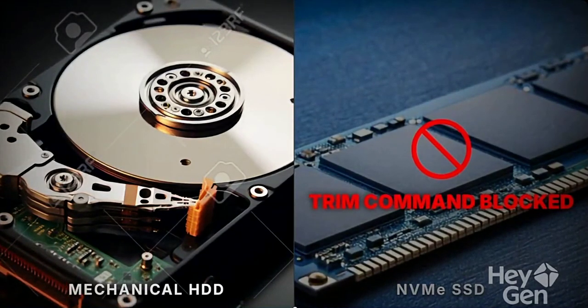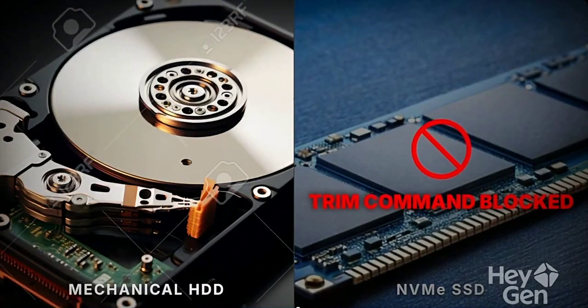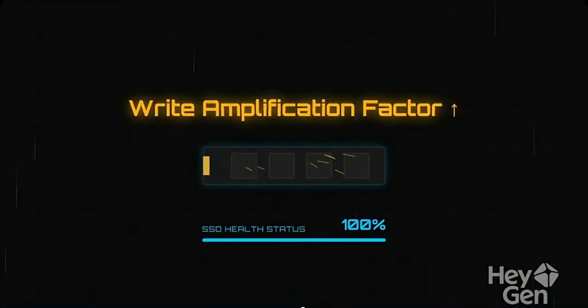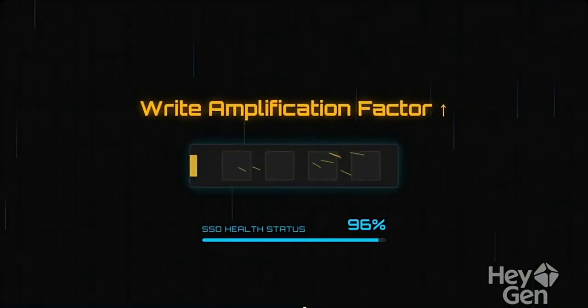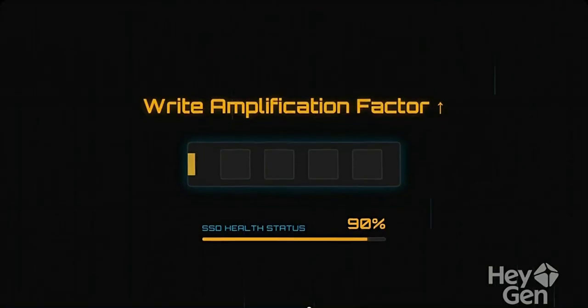Traditional RAID controllers were designed for spinning rust and often block the operating system's trim command, which is essential for maintaining SSD health and speed over time. Furthermore, the constant parity calculations of certain RAID configurations can accelerate SSD wear by inflating your write amplification factor.